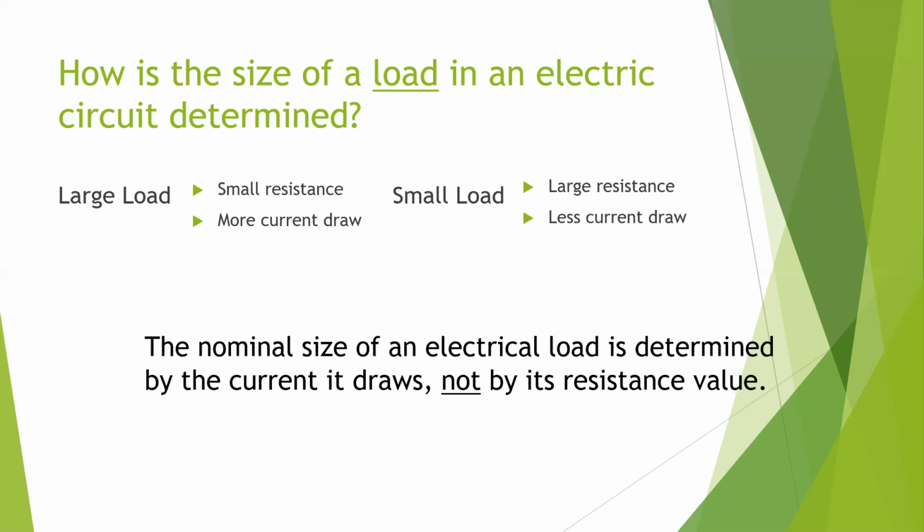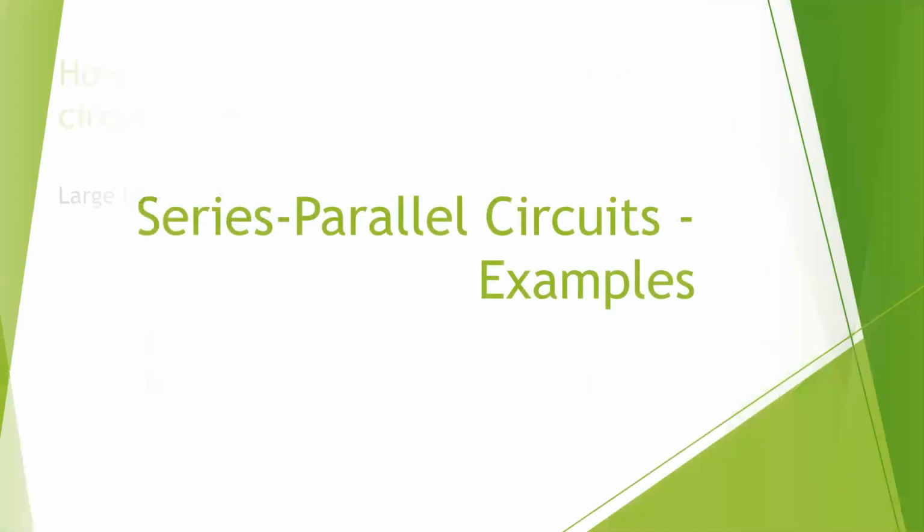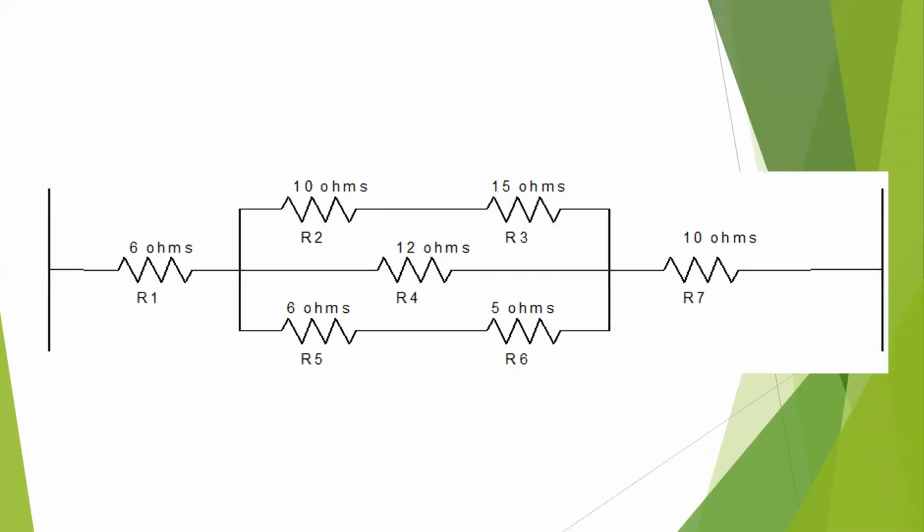That's why we talk about plugs having 1 amp as we lay them out, or lights having 0.2 amps each. We don't say the resistance of the light is such and such. We talk about its current, just for you to be aware of. Let's get into some examples.